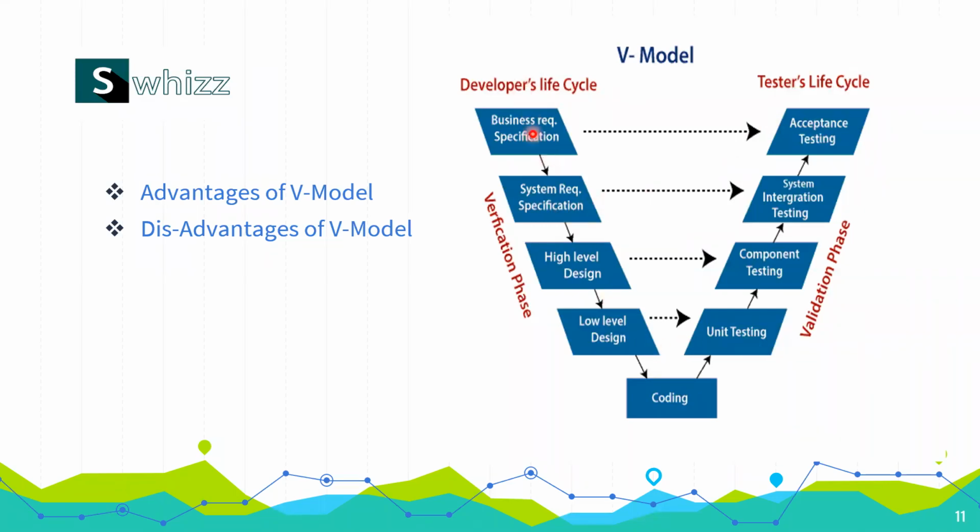But the thing is here also the steps are moving on one by one, one by one, one by one. So after completion of the business requirement specification only, we are moving on to system requirement specification, later high level design, low level design, coding and testing. After testing and after acceptance testing, this is the way you are having the testing phase and the development phase. So this is also the process going on in a sequential way.